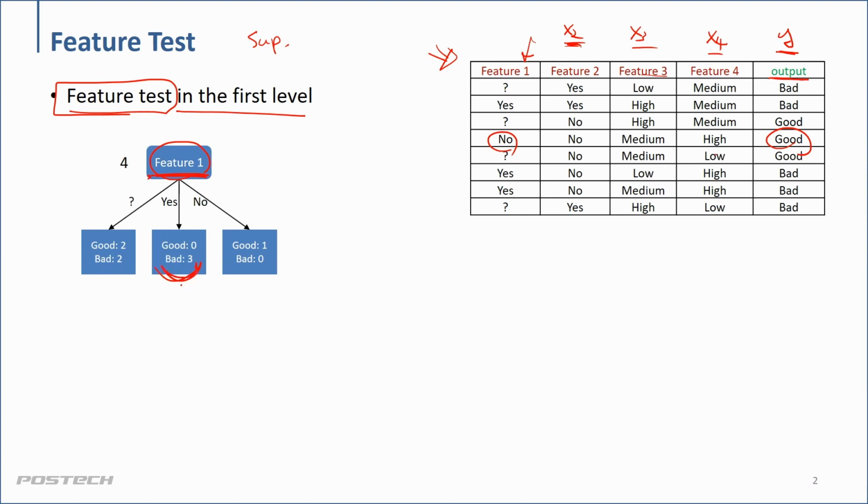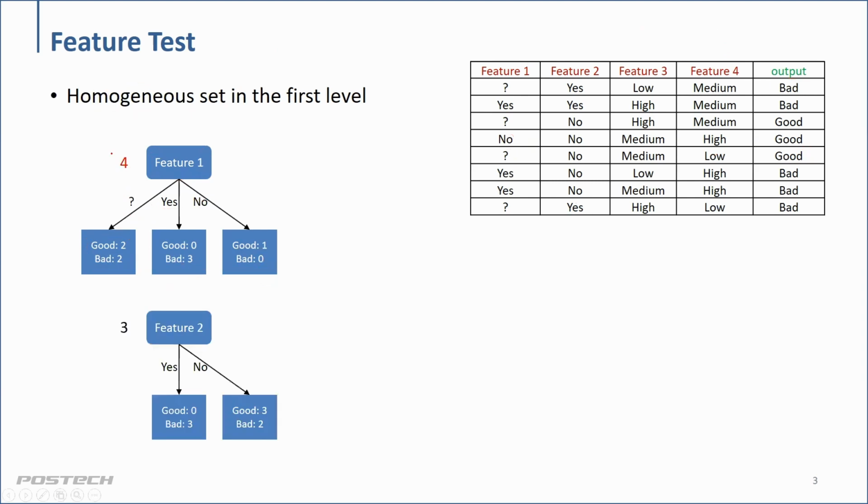This is good, right? Because if feature 1 is yes, at least for the training data set, we can conclude that all of them are bad. If no, all of them are good. But the problem is if we didn't measure it, it's half and half. I'm going to show you what it is in a minute.